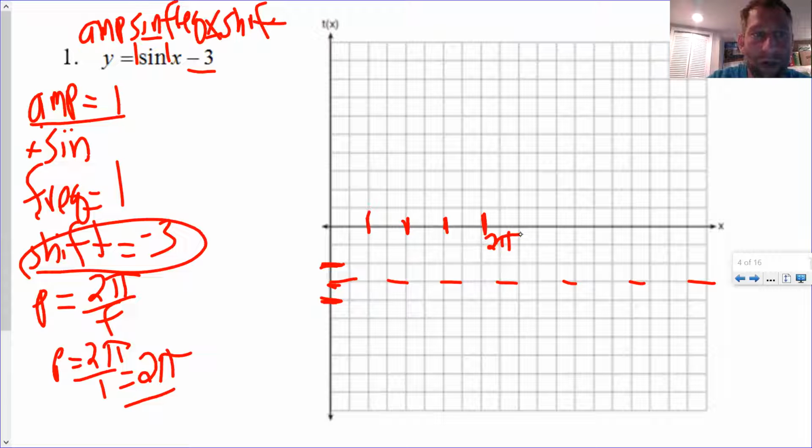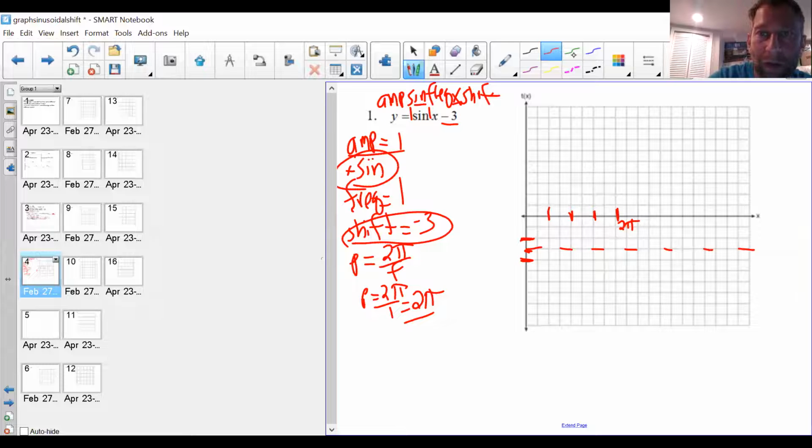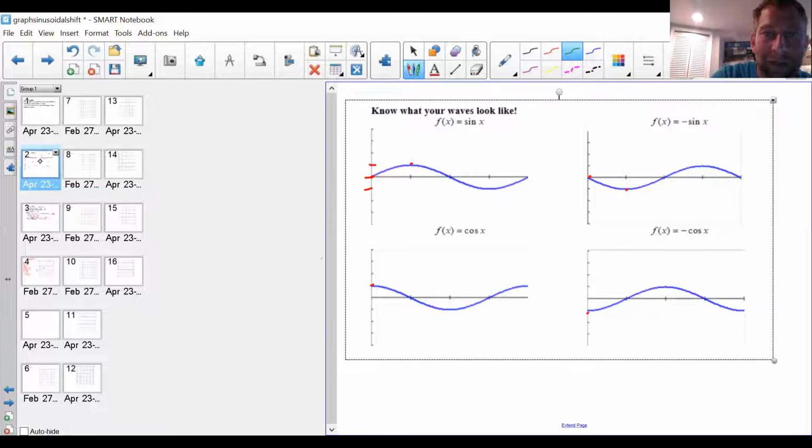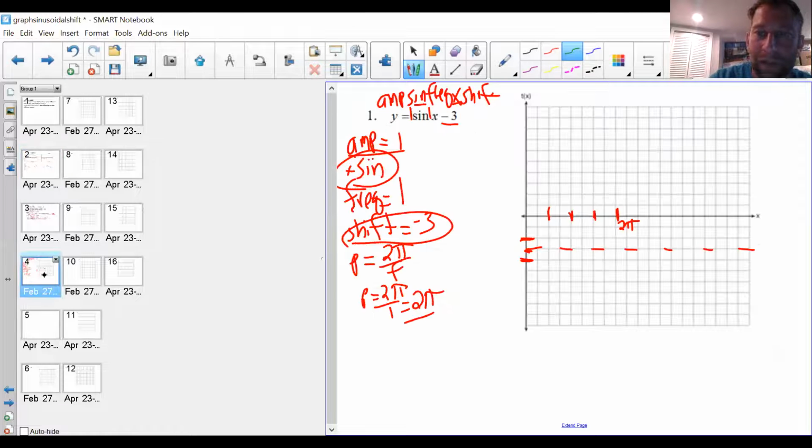Now I'm going to draw in the appropriate curve. It's a positive sine. So positive sine is right here. It starts at the midline, then goes up. So I'm going to start at the midline. Then it's going to go up from the midline. Then it's going to go down, back to the middle from the midline. Then it's going to go to the min from the midline. And then it's going to go back to the midline. I sketch my curve, and that's it.